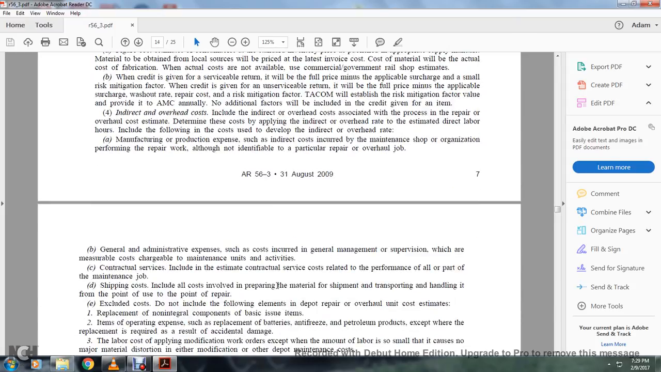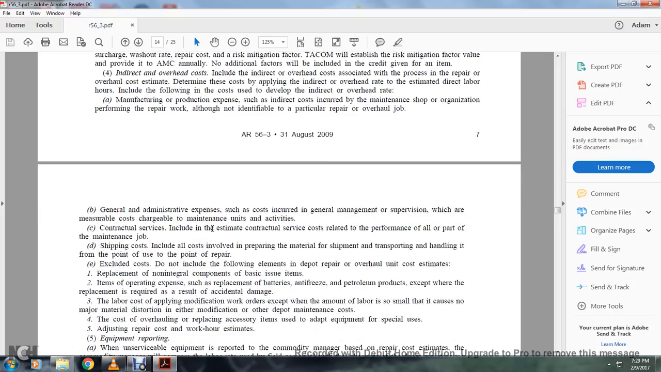B. General administrative expenses such as costs incurred with the general management of the supervision, which are measurable costs and chargeable maintenance units activities. C. The contractual services include the estimate contractual service for costs related to the performance of all the part and all part maintenance job. D. Shipping costs include all the costs involving the preparing the material, shipment, and transportation handling from the point for the use for the point of the repair.